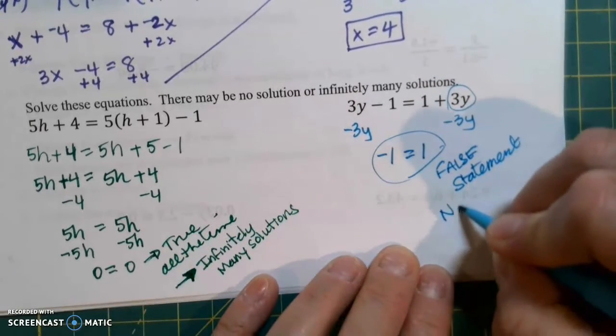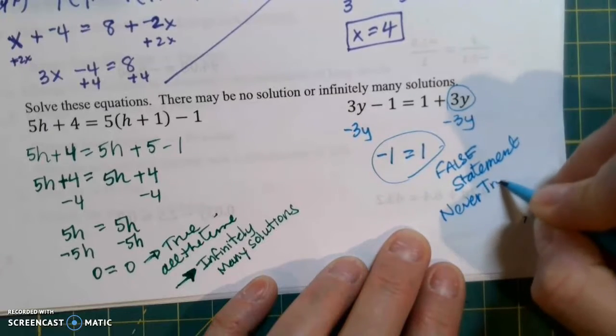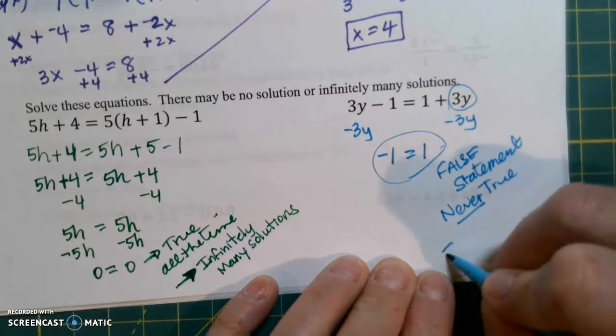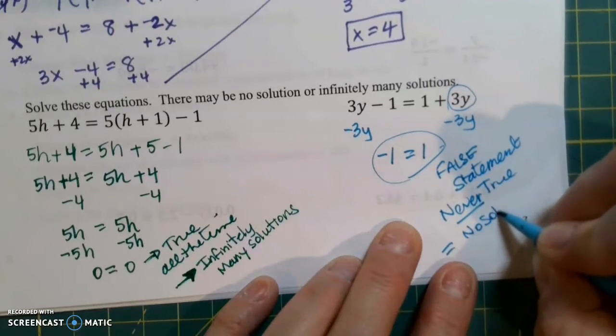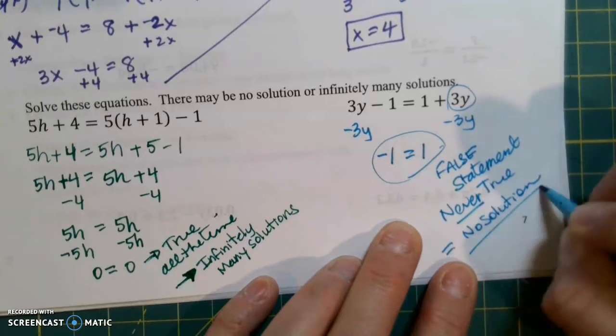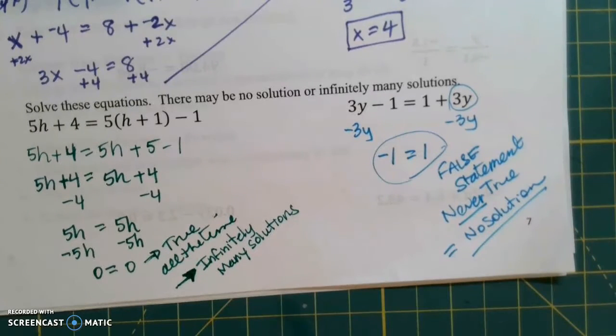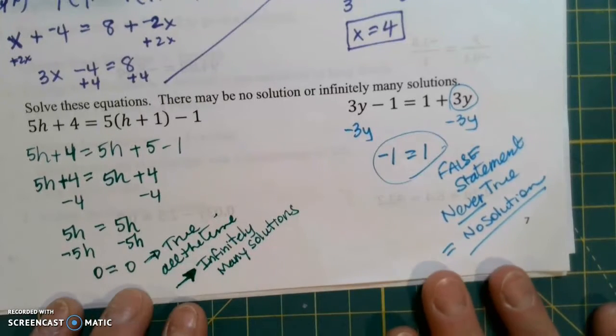So never true. So equals no solution. Up until now, we've always given you, meaning in your homework and in books and things that we've looked at this semester, there's always been a solution. You haven't ended up in one of these situations before.